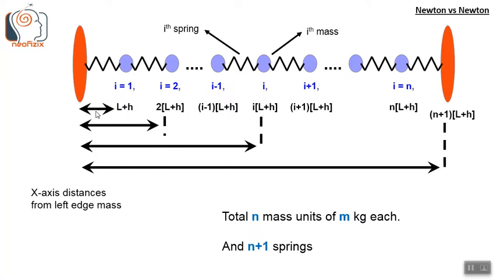Then the first mass is at L plus h distance. The second mass is at 2 times L plus h distance. The ith mass is at I times L plus h distance, and the last mass is at n times L plus h distance. The right edge wall is at n plus 1 times L plus h distance from the left wall. And this is a generic ith spring in the middle, to the left of the ith mass and to the right of the I minus 1th mass.